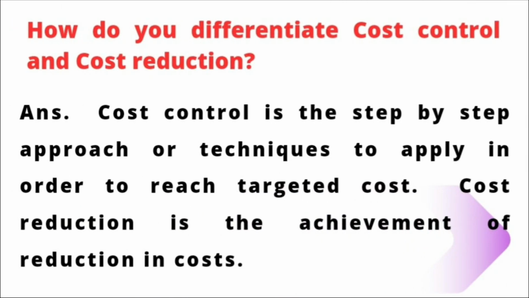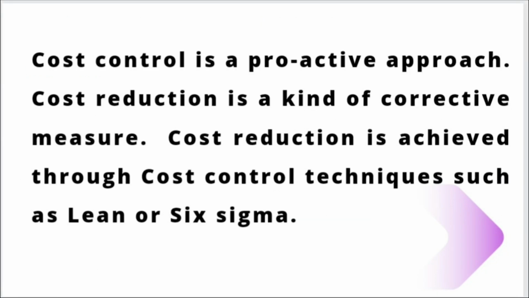Next, how do you differentiate cost control and cost reduction? Cost control is the step by step approach or techniques to apply in order to reach targeted cost. Cost reduction is the achievement of reduction in costs. Cost control is a proactive approach. Cost reduction is a kind of corrective measure. Cost reduction is achieved through cost control techniques such as Lean or Six Sigma, etc. These are cost control techniques through which we can achieve cost reduction.